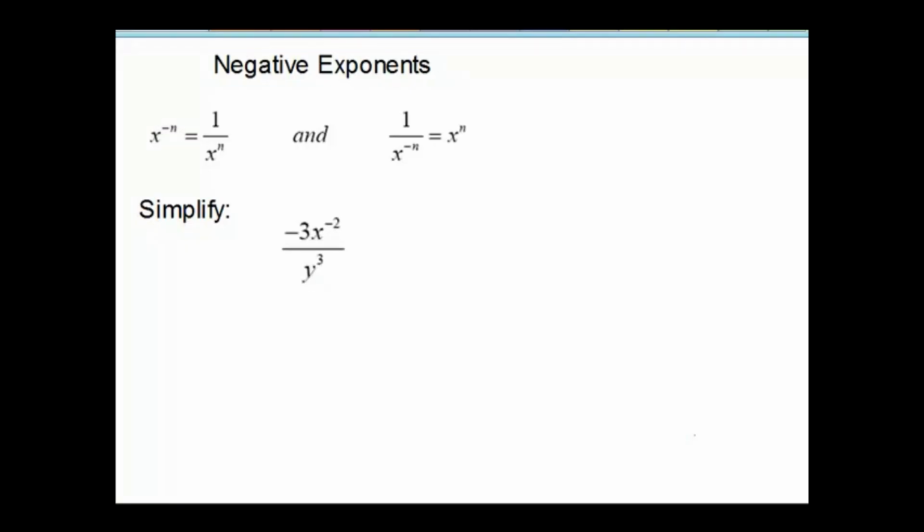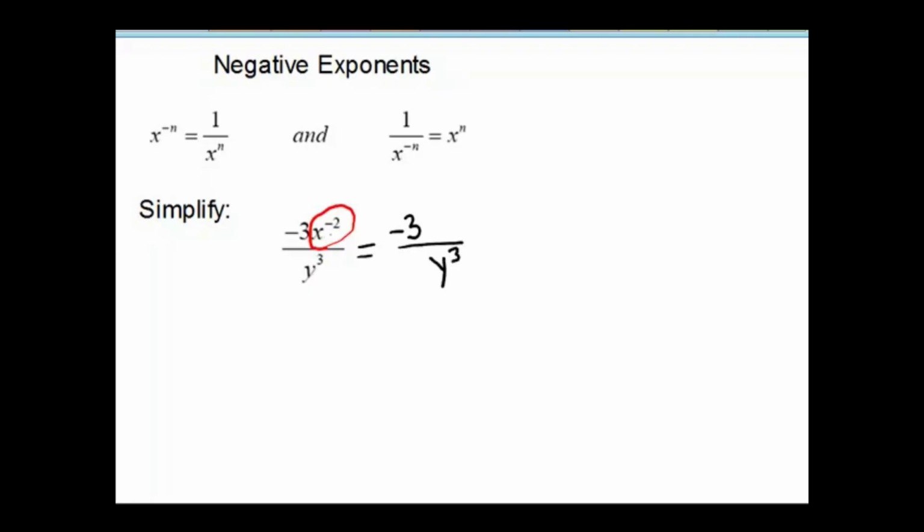Our next example, simplify negative 3x to the negative 2 over y to the third. There is only one piece in this problem that is no good, that will need to shift, and that is the x to the negative 2. It has a negative exponent. The negative 3 is fine. It is a constant, not an exponent, so we don't shift it. So we're going to keep the negative 3 and the y to the third where they are.